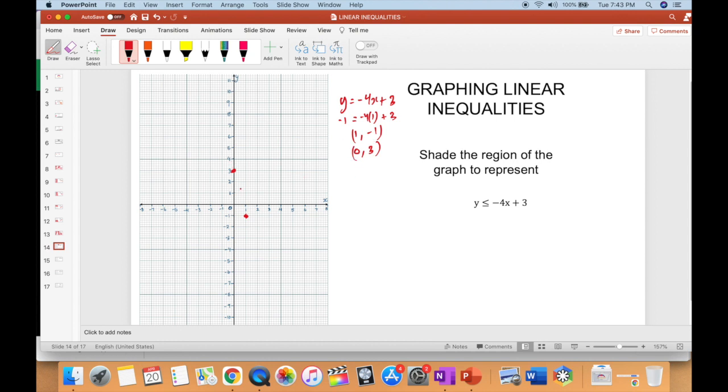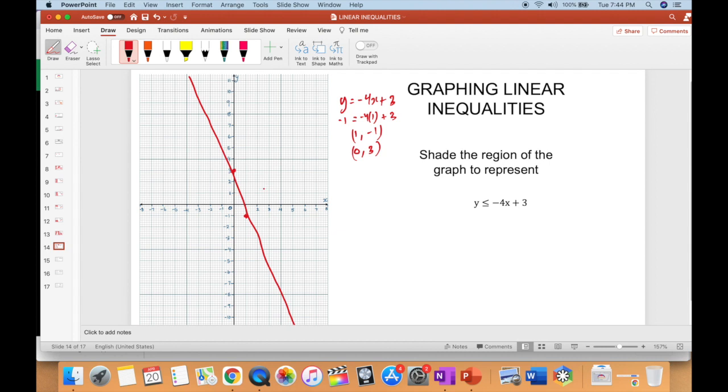So we have this line kind of going like that, and it's a solid line, so I'll draw a solid line. And I don't have a ruler, so that line is horrible. I humbly apologize for that horrible line. I hope you guys use a ruler, right? So now let's check and test which region I should shade.